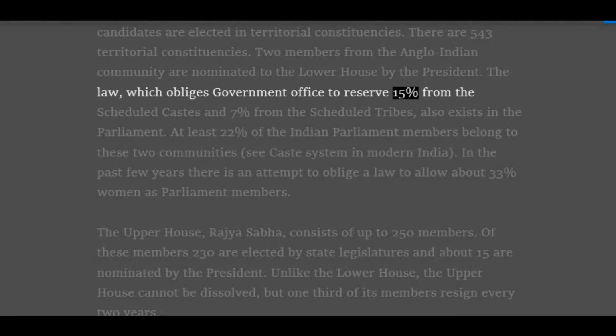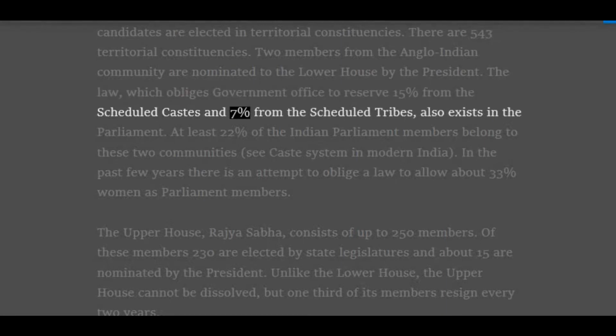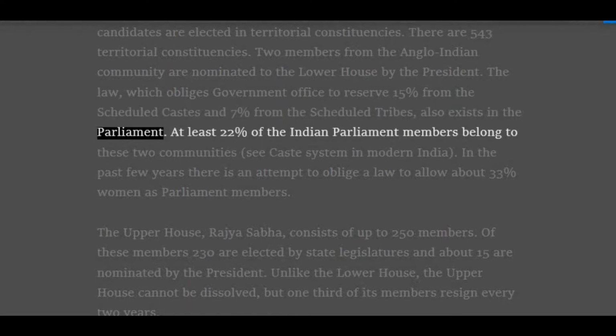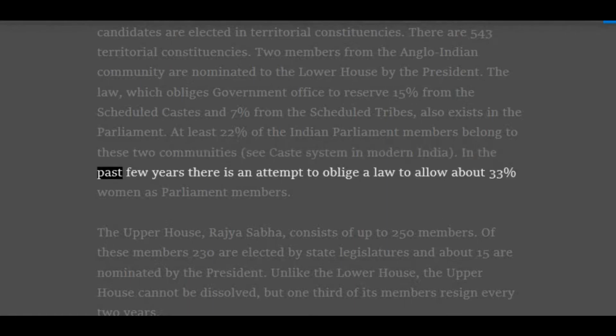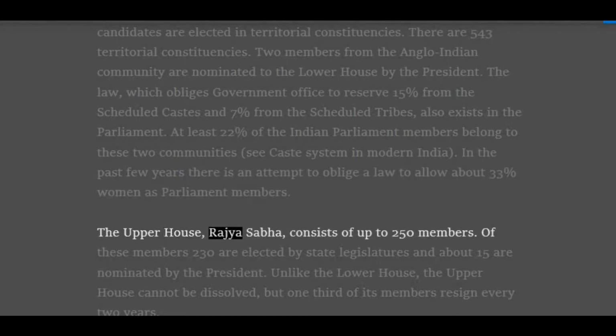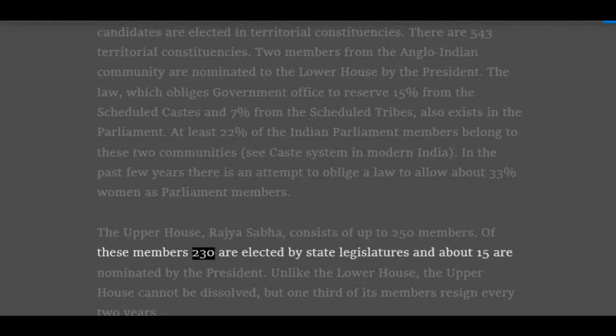The law, which obliges government offices to reserve 15% for the scheduled castes and 7% for the scheduled tribes, also exists in the parliament. At least 22% of the Indian parliament members belong to these 2 communities. See caste system in modern India. In the past few years there is an attempt to pass a law to allow about 33% women as parliament members. The upper house, Rajya Sabha, consists of up to 250 members.